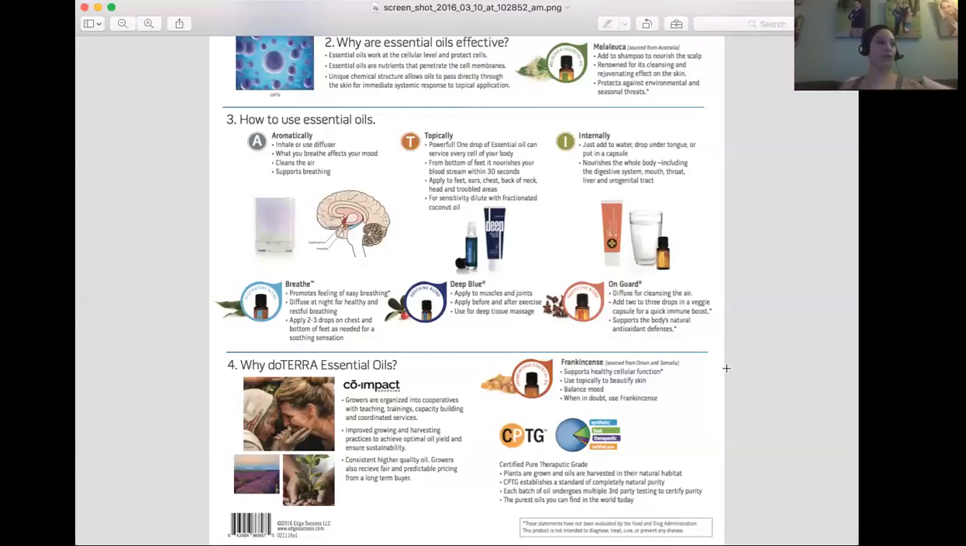So now we're at certified pure therapeutic grade. I've kind of been all over the place here because this is important. doTERRA has certified pure therapeutic grade essential oils. So what does CPTG mean to you right now? Nothing, okay? And the reason I say that is because it doesn't mean anything at first until you know the science and research behind it.